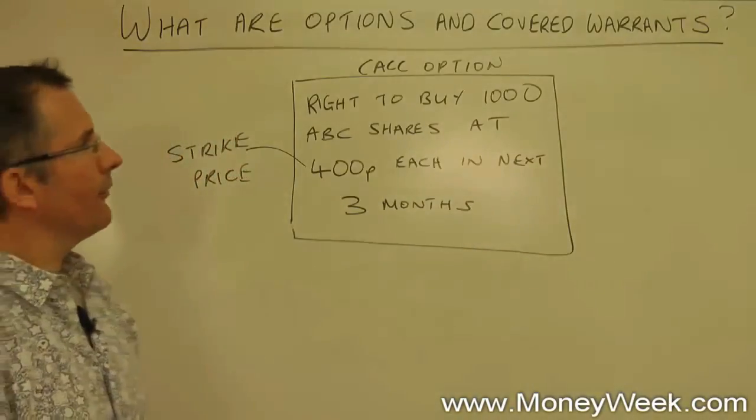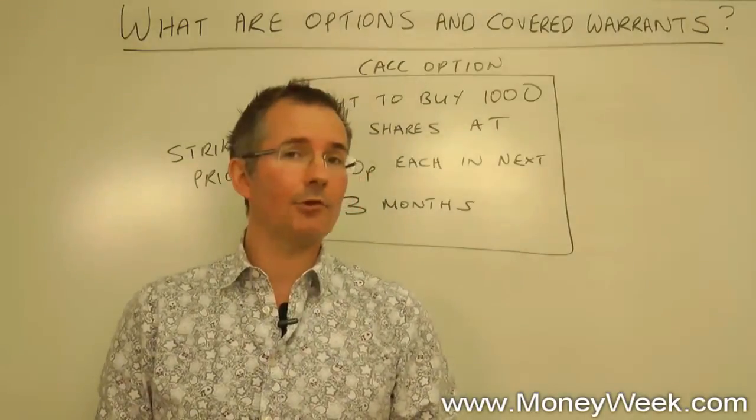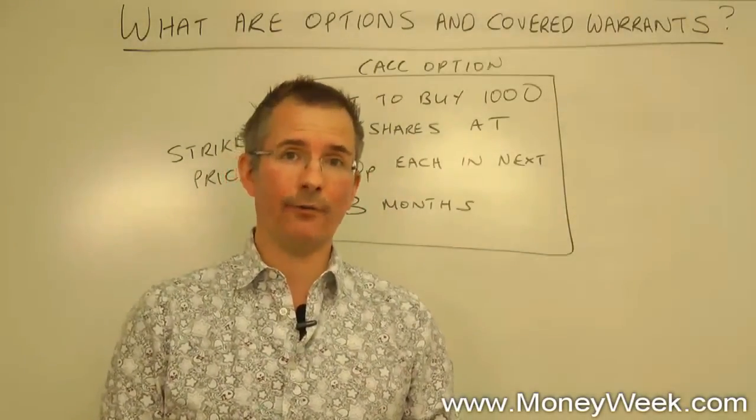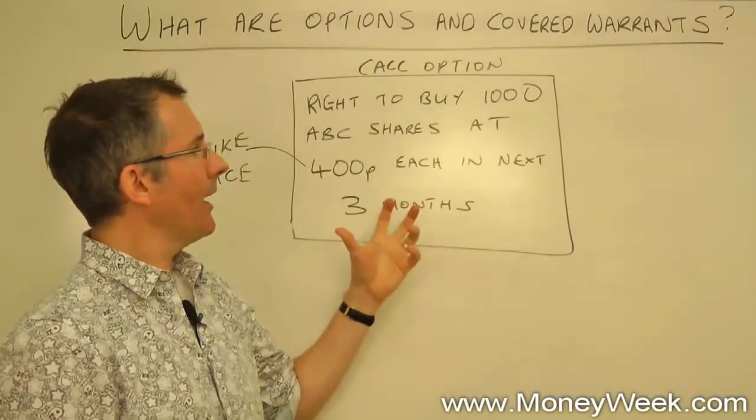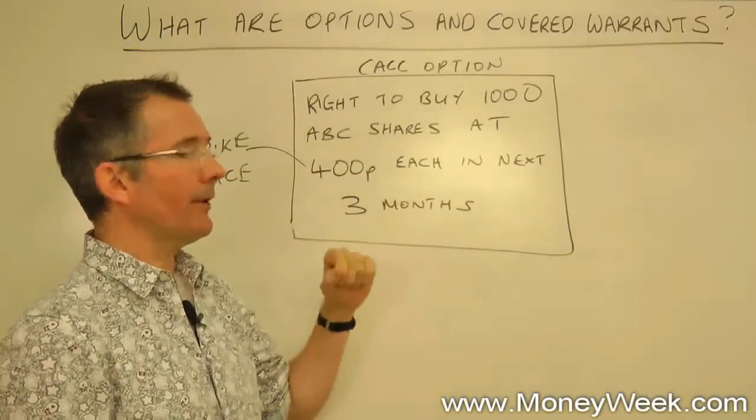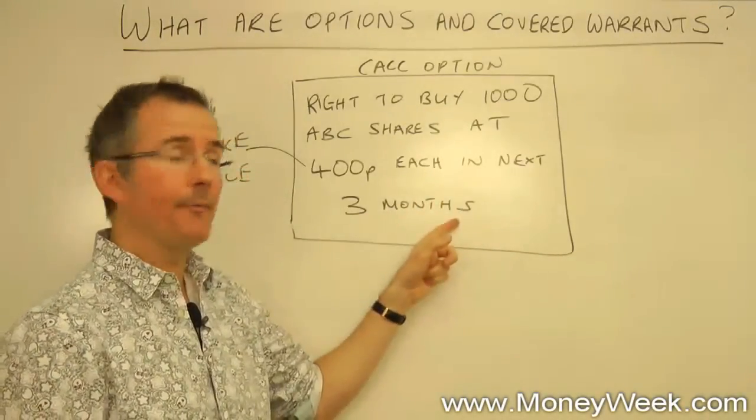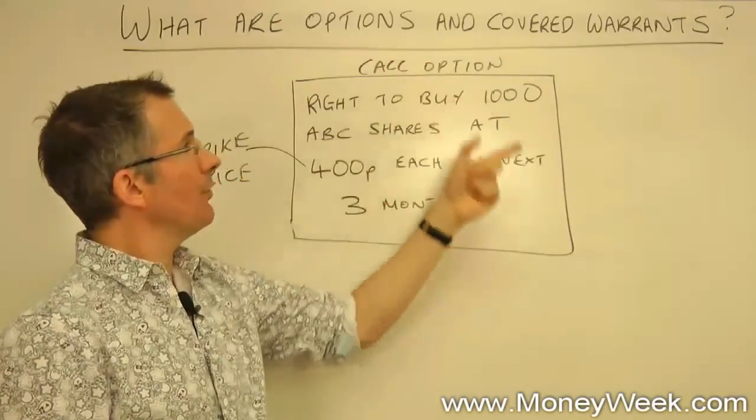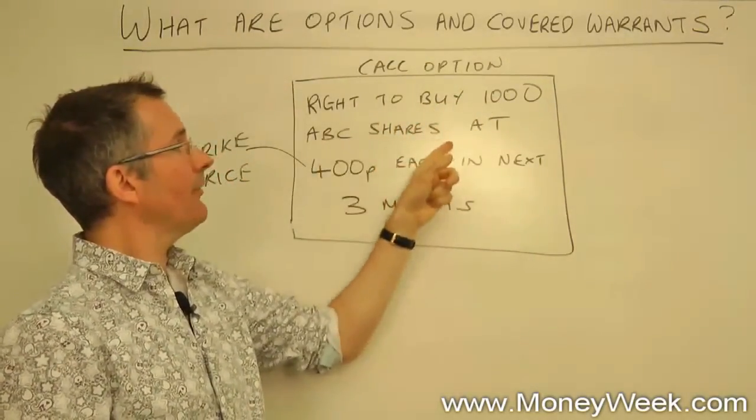So that suggests this piece of paper doesn't have an infinite life. It suggests, in the language of options, that at some point it expires. And that's what options do. If this piece of paper sits in a cupboard somewhere, in 3 months' time it'll be useless. It will have expired, because the contract says sometime in the next 3 months. And the fact this option could be used or exercised to buy 1,000 ABC shares at £4 each.